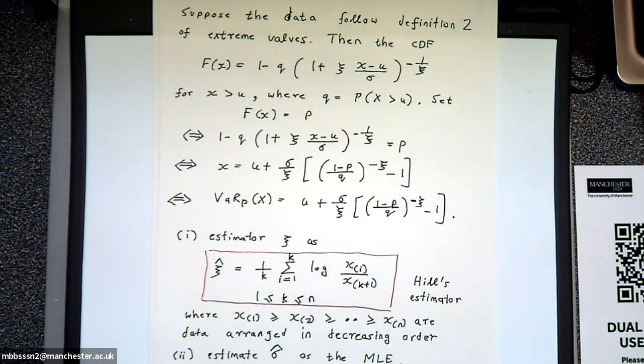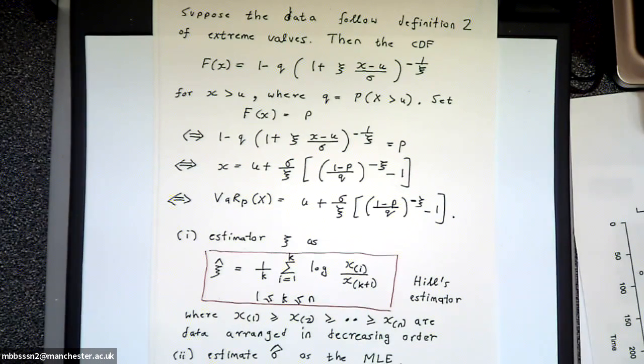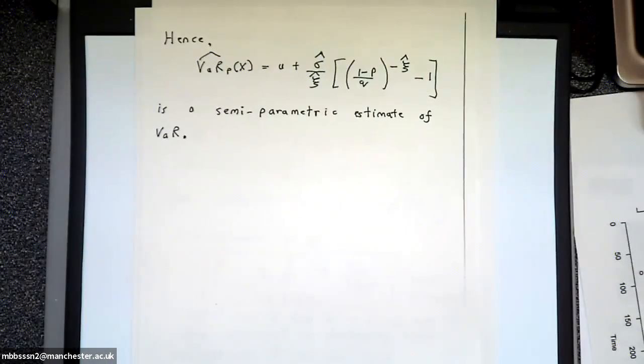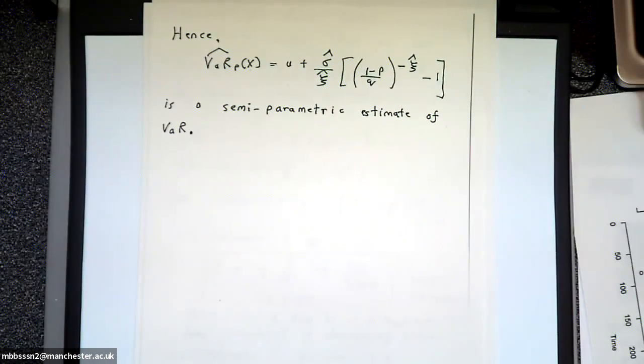And I'm going to estimate sigma as the MLE. So sigma hat will be a parametric estimator, right? So you have two parameters. One of them is estimated parametrically, the other non-parametrically. So once again, what you have here is a semi-parametric estimator for VaR. Okay, so those are the two semi-parametric estimation methods for value at risk.